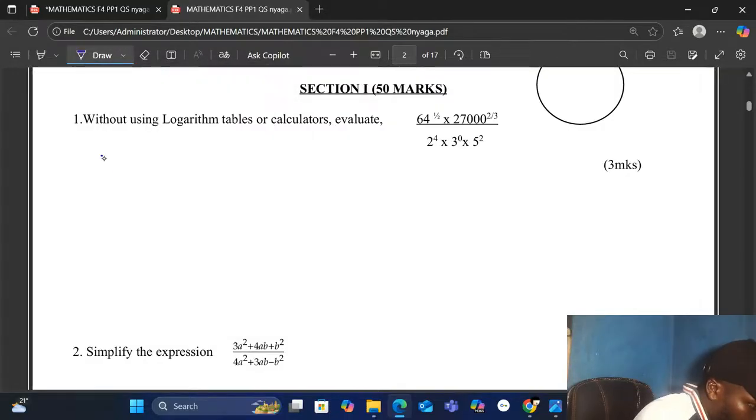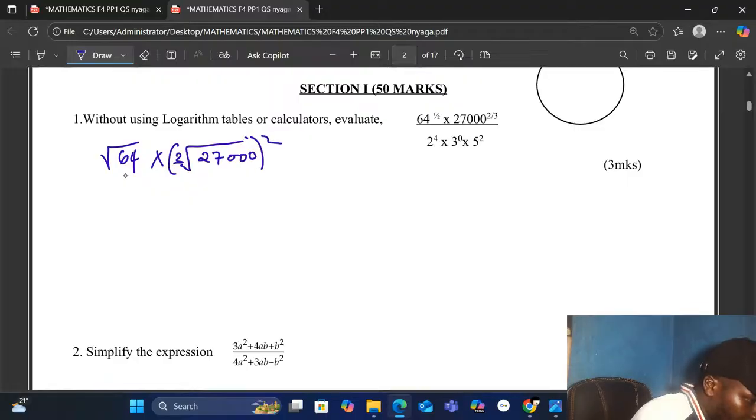Now the square root of 64. Then we multiply by 27,000 power 2 over 3. That means we look for the cube root of 27,000. Then we square. Then we divide by 2 power 4, which is now 16.